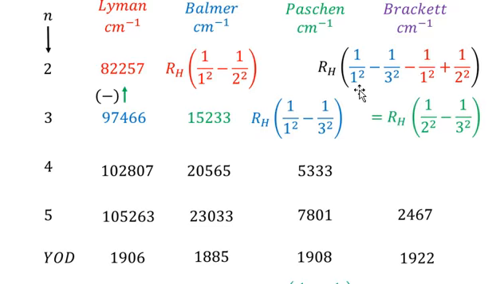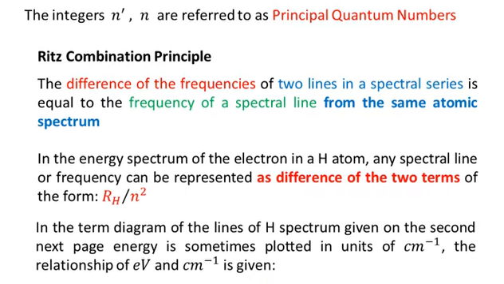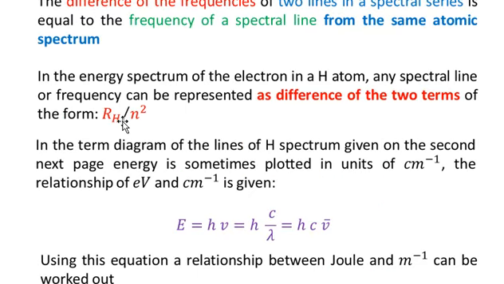You see that here 1 over 1 square will be cancelled by 1 over 1 square, and then of course you are left with the difference of two terms of the form of RH divided by n square. So if you take a difference of two terms of this form with a different value of n, then of course you will generate some other wavelengths, some other spectral lines in the spectrum of the hydrogen atom, corresponding maybe to the same series or maybe to a different series.